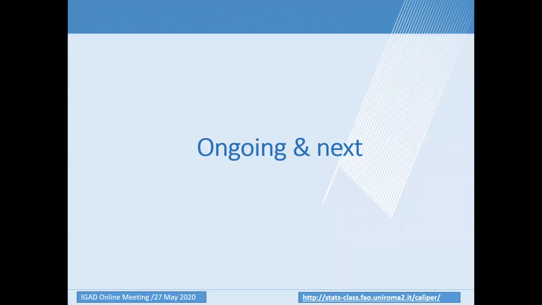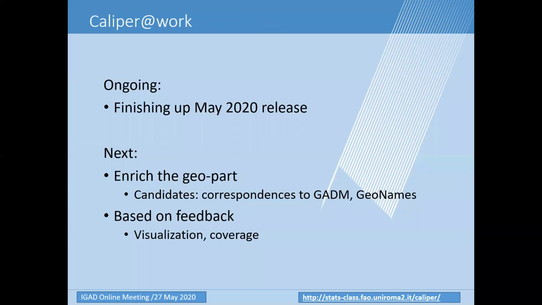On what is ongoing, we are busy finishing up the May 2020, so May this year, this month, release for Caliper. And next, we are already working on more, we'll do more on the geographical part. And we're also always very interested in receiving feedback about visualization, for example, or coverage or anything else.